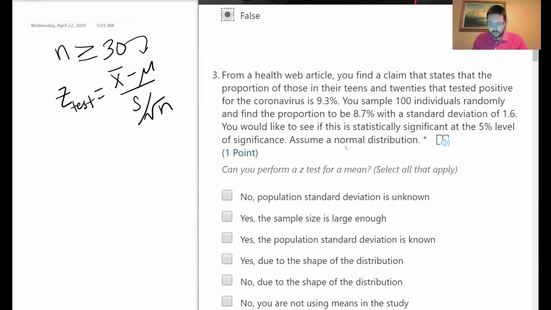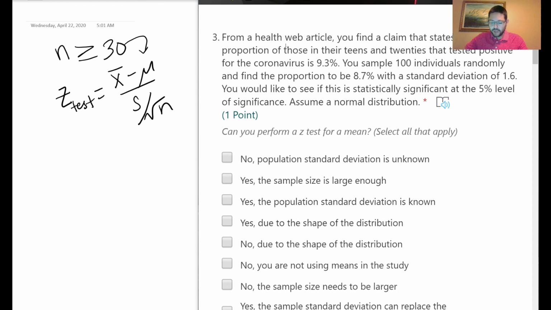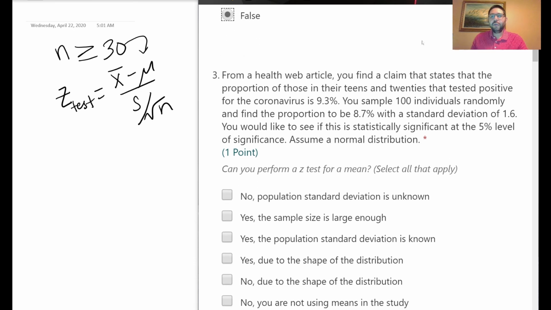All right, so for number 3: from a HealthWeb article, you find a claim that states that the proportion of those in their teens and 20s that tested positive for the coronavirus is 9.3%. You sample 100 individuals randomly, find the proportion to be 8.7%, with a standard deviation of 1.6. You would like to see if this is statistically significant at the 5% level of significance. Assume a normal distribution. So first off, they give you a bunch of information, and they're asking, can you perform a z-test for a mean? Select all that apply.